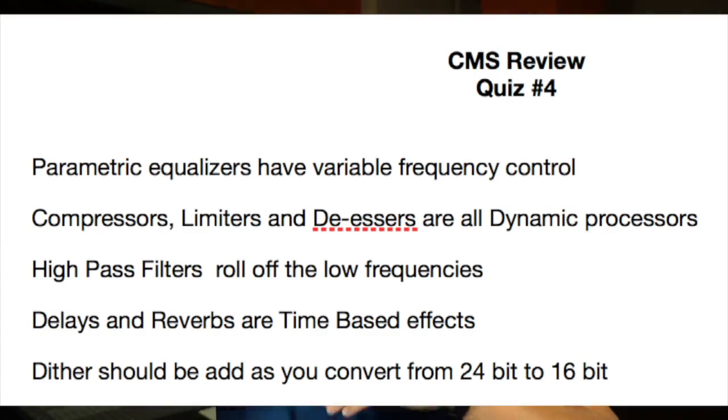Compressors, limiters, and de-essers, all three of those are dynamic processors. Dynamic processing means processing the volumes. I do that dynamic range thing all the time, where I make the dynamic range smaller, or talk about making the gate or expander, making the dynamic range larger. So all three: compressors, limiters, and de-essers. De-essers are frequency dependent dynamic processors. Okay.